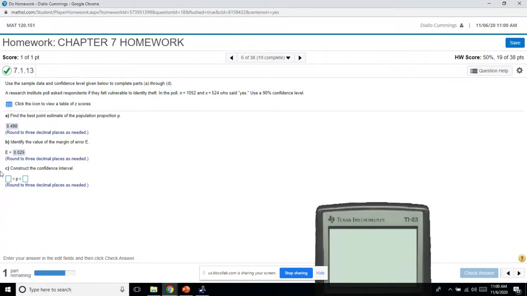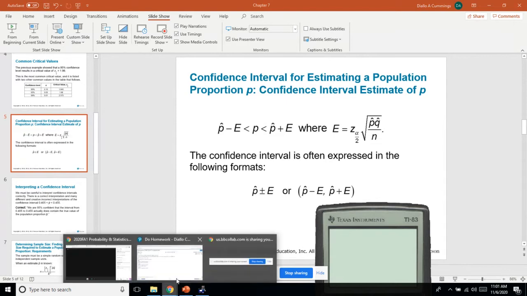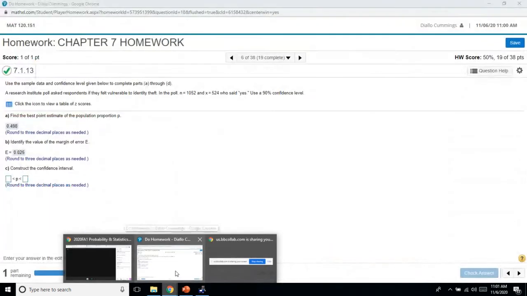Now we're asked to construct the confidence interval. And so remember, for the confidence interval, if we go back to the slides, we have p hat, which we estimated as 0.498, plus or minus the margin of error, which we calculated at 0.025. So we'll put that together in a confidence interval.